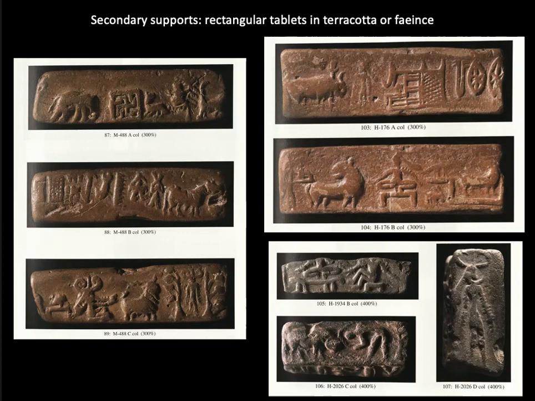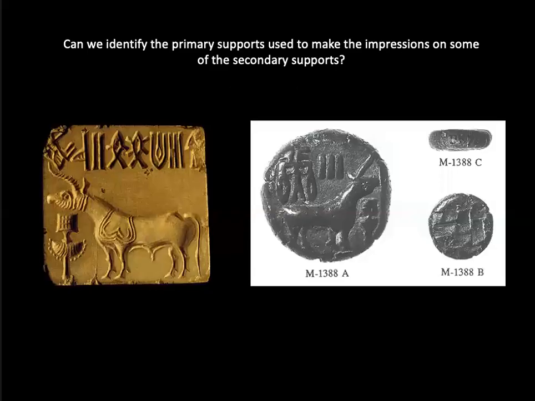But the question that I want to talk about first is how much access we have to the primary supports that were used to make the impressions on some of these secondary supports. And in some cases, it's obvious, right? In some cases, you can tell that the impression was made by a standard unicorn stamp seal. For example, this round token from Mohenjo-Daro was very clearly impressed with a round unicorn seal.